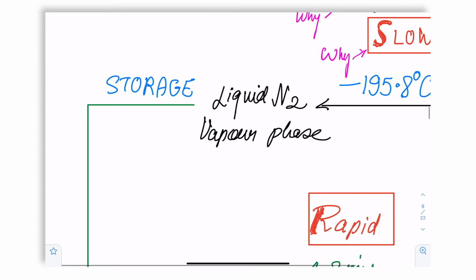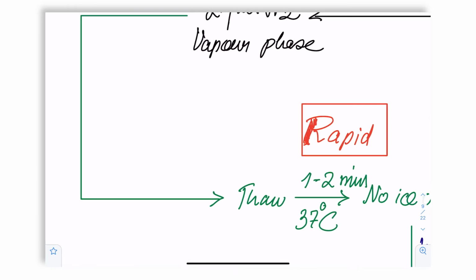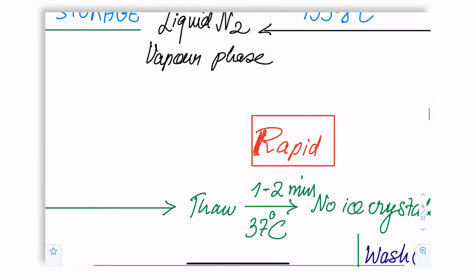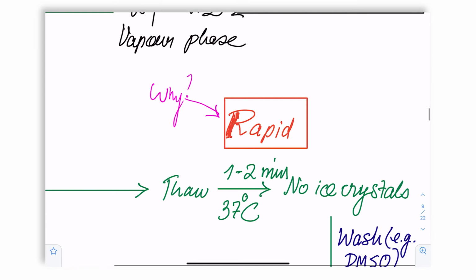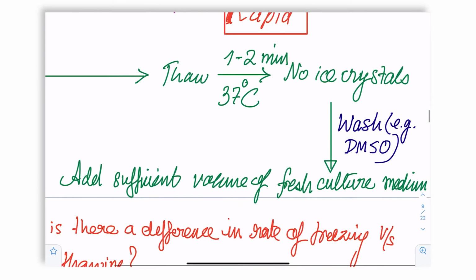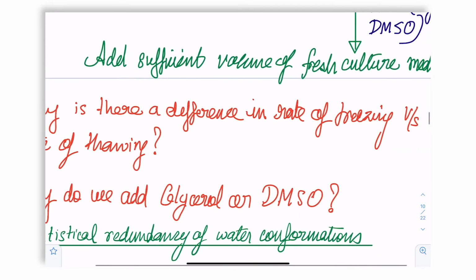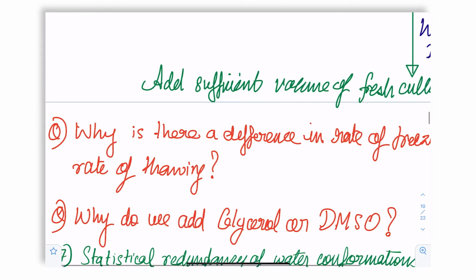There's a second step, which is when we actually want to use it, we revive it. And that is rapid, where we thaw it for 1 to 2 minutes at 37 degrees Celsius, for example, with these epithelial cells. And observe till the point that there are no ice crystals, then wash, meaning to say centrifuge, discard the supernatant, replace with growth medium, add fresh culture medium, and grow again. Why is there a difference in the rate of freezing and thawing? And why do we add glycerol or DMSO?